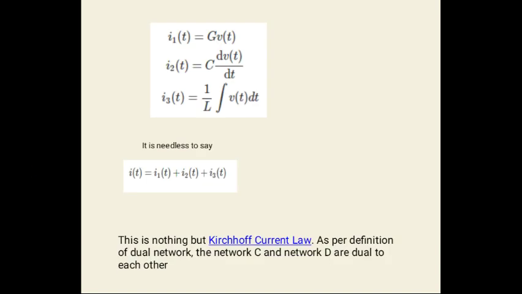Now I1t is G Vt, I2t is C dV upon dt and I3t is 1 upon L integration of Vt dt. It is needless to say IT is equal to I1t plus I2t plus I3t. This is nothing but Kirchhoff current law. As per the definition of dual network, network C and network D are both dual to each other.